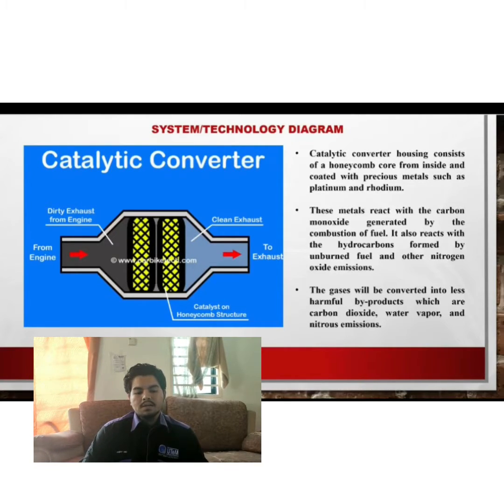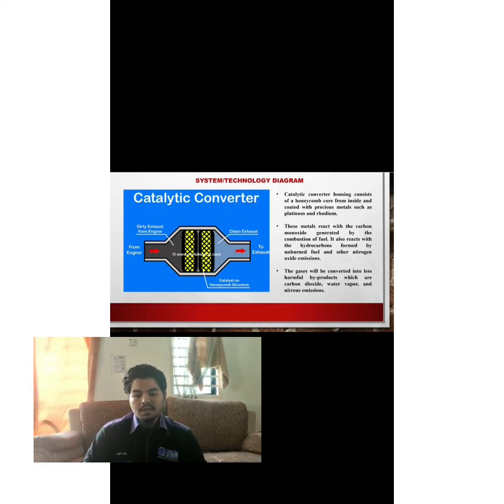So right now we'll explain about the system diagram for the catalytic converter. Inside the catalytic converter, there is a honeycomb structure which is coated with precious metals such as platinum and rhodium. This metal will react with the carbon monoxide generated by the combustion of the fuel. It will also react with the hydrocarbon formed by the unburned fuel and other nitrogen oxide emissions. These gases will be converted into less harmful byproducts, which are carbon dioxide, water vapor and nitrogen.